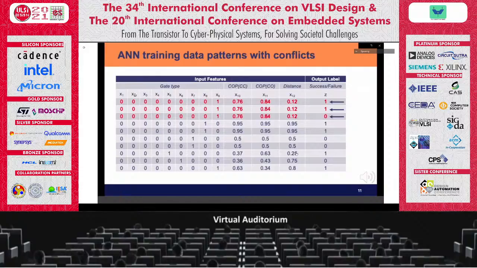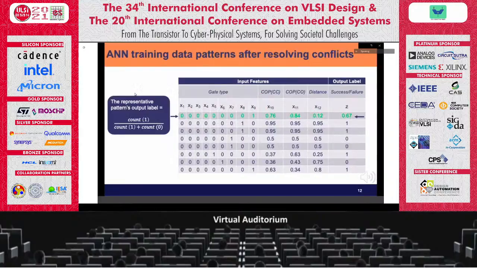In this slide, a conflict is illustrated by the sample training patterns in the figure, where the first 3 patterns have a conflict. This is resolved in this figure where the 3 patterns are replaced by a single representative pattern with a label equal to the number of label 1s divided by the number of label 1s plus the number of label 0s. That is, 2 divided by 2 plus 1 equals 0.67.